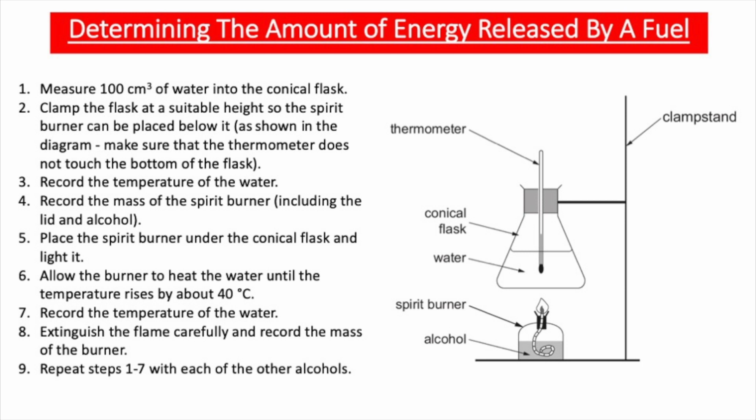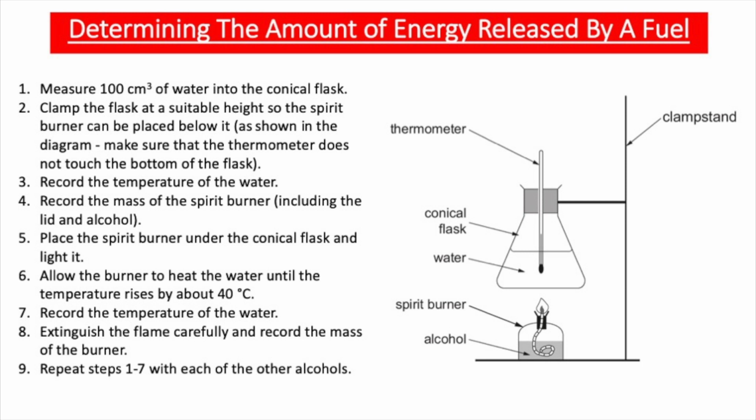Now, it's important that you can describe the steps to carry out this experiment, that you understand the steps in place to maintain a fair test, and that you understand the flaws in this experiment. So the first thing you do is to measure a known volume of water in your conical flask or in your can, whatever you decide to use. So, for example, you could measure 100 centimetres cubed of water. You clamp the flask at a suitable height so the spirit burner can be placed below it, and you record the temperature of the water.